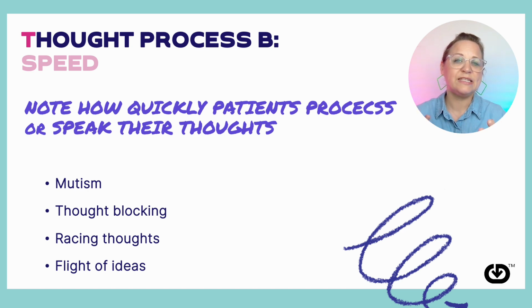They may have racing thoughts, where their thoughts are not only sped up, but they're just a flurry of thoughts going on in their head. And then they might have a flight of ideas. A flight of ideas and racing thoughts are kind of the same, except that racing thoughts are the speed at which the thoughts happen, and a flight of ideas is the number of thoughts that someone has all at once.